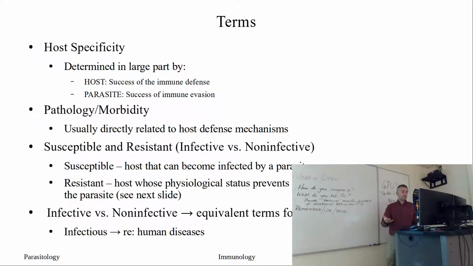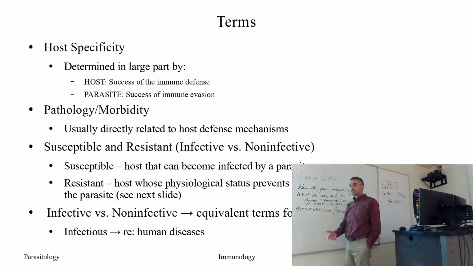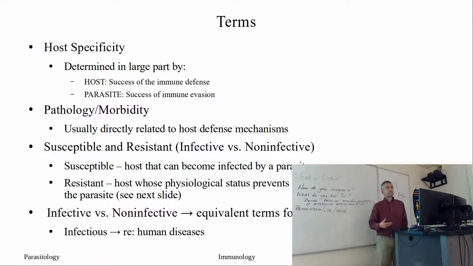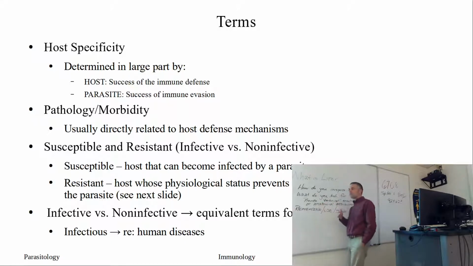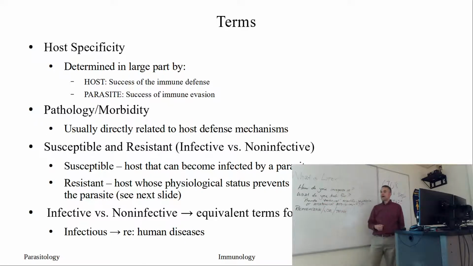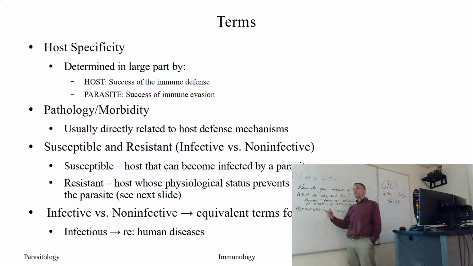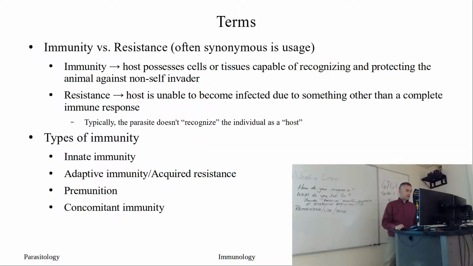Infective versus non-infective, these are equivalent terms. If you're infective, you can successfully infect and establish inside that host. If you're non-infective, you can't. In terms of human disease, you'll often see the term infectious. It just kind of means the same thing. What determines infective versus non-infective? A lot of times it's maturation of that parasite. Are we at the appropriate stage where we are now infective to the host, where we can now detect the symptoms and or survive the initial infection process and then develop to the next stage?